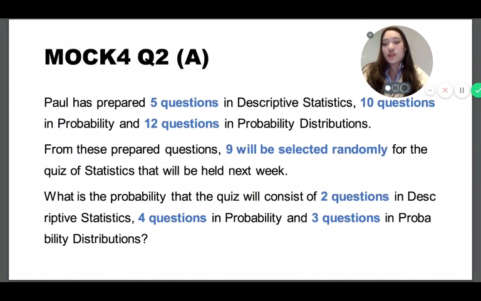The question is, Paul has prepared 5 questions in descriptive statistics, 10 questions in probability, and 12 questions in probability distributions. From these prepared questions, 9 will be selected randomly for the quiz of statistics that will be held next week. What is the probability that the quiz will consist of 2 questions in descriptive statistics, 4 questions in probability, and 3 questions in probability distributions?